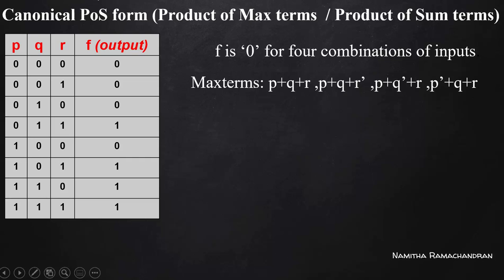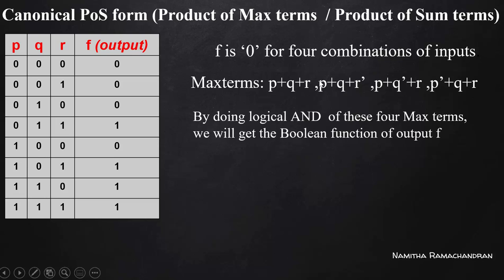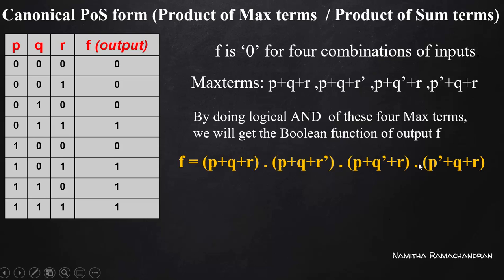Combine the variables using the logical OR operation. So using these max terms, we can generate the canonical POS form like this, by combining these max terms using the logical AND operation in order to generate the canonical POS form or the standard POS form. The function is now represented in POS form like this: P plus Q plus R and P plus Q plus R complement and P plus Q complement plus R and P complement plus Q plus R.